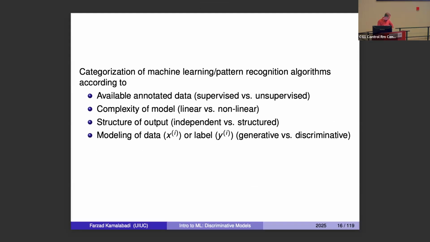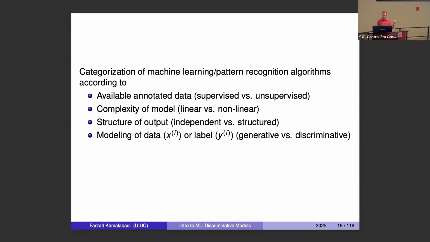Okay, so let me categorize the machine learning, pattern recognition algorithms. First, available annotated data. If you have access to annotated data, call that supervised, versus unsupervised. Second, complexity of model: linear versus nonlinear. And that's exactly what I'm going to do today. I'm going to start with linear and then end at the most general nonlinear model that's captured by neural networks, the multi-layered perceptron. The structure of the output is another way you can categorize these types of problems.